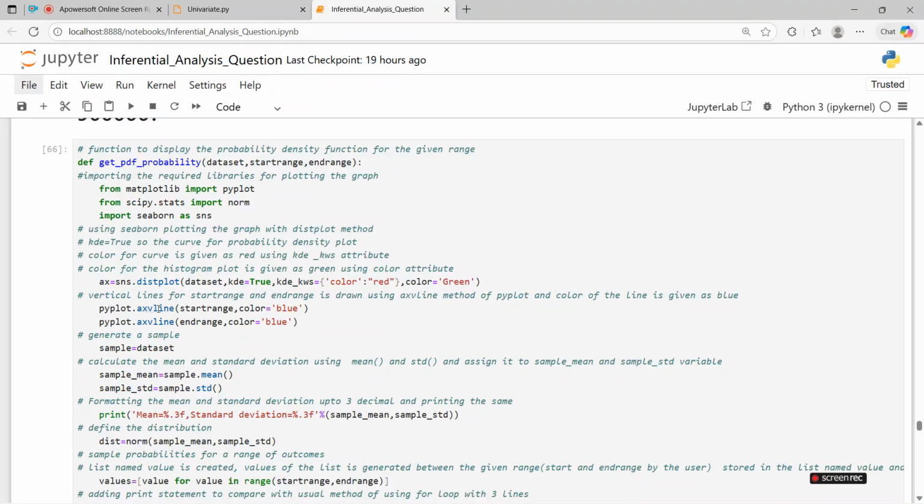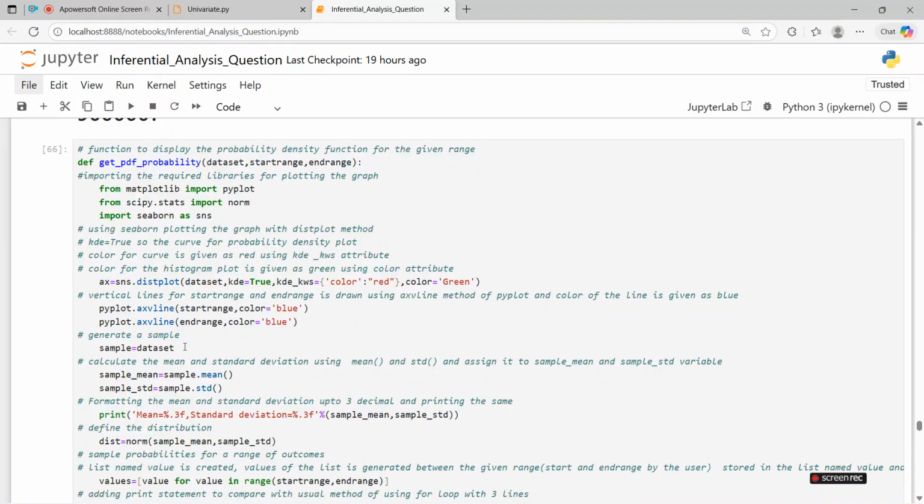So we are using the axvline function. For start range, we are giving the color equal to blue, and for end range also we are having a vertical line. So we are having axvline, end range, and color blue. So we will be getting two lines at 7 lakh and 9 lakh.